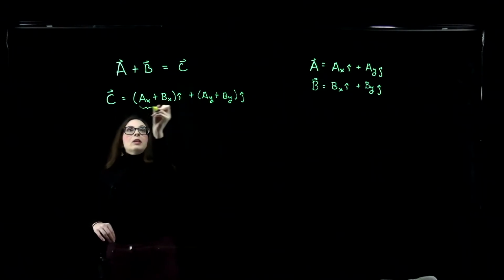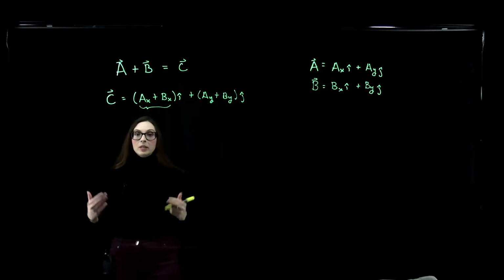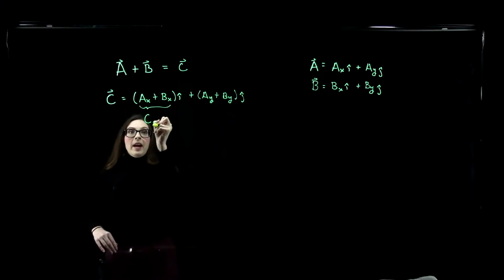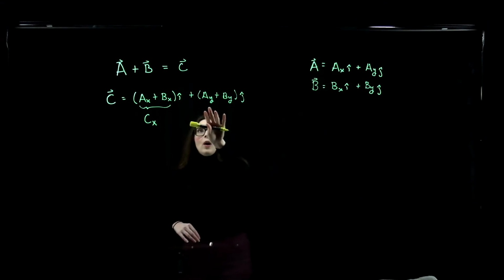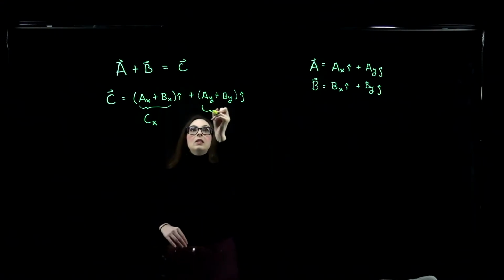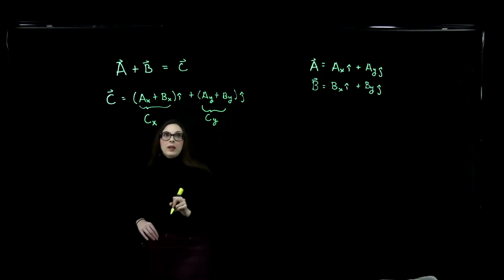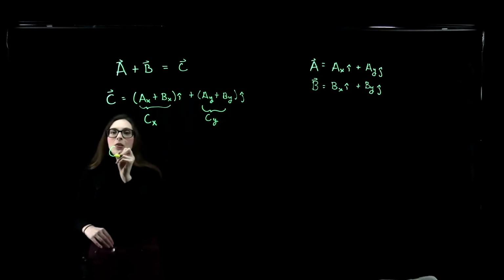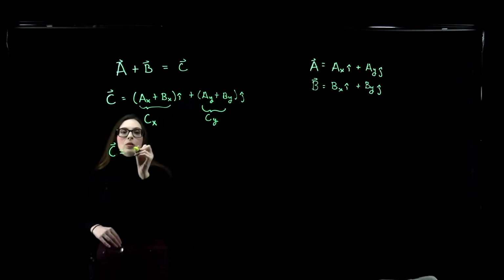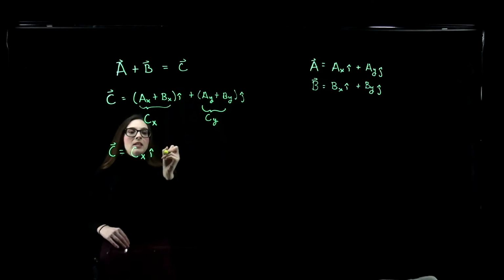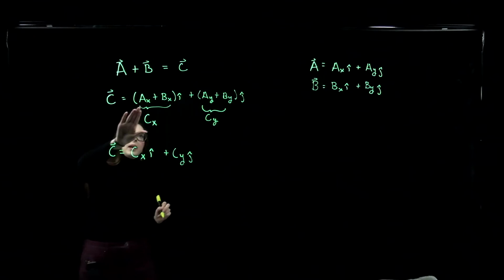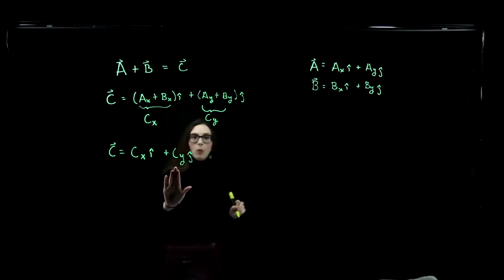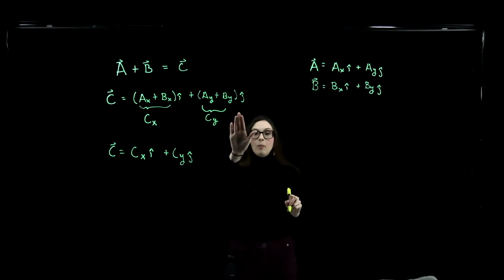So this component, ax plus bx, is also the x component of C. So I could say that that's also equal to cx. ay plus by is giving me the y component of C, a new vector, so I could call that cy. And then I could also write C is equal to cx i hat plus cy j hat, where cx is going to be ax plus bx, and cy is going to equal ay plus by.